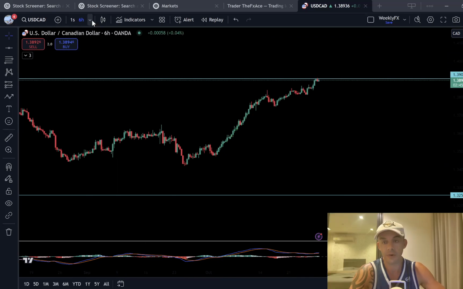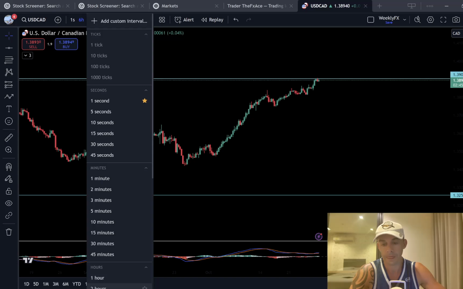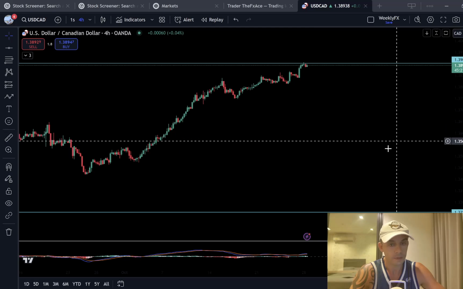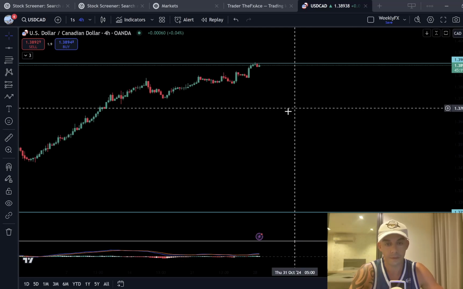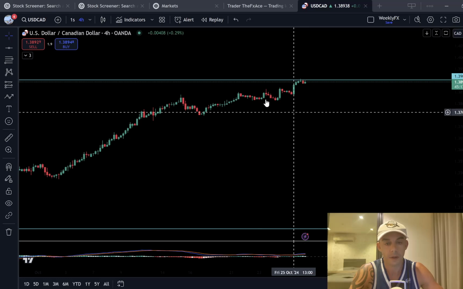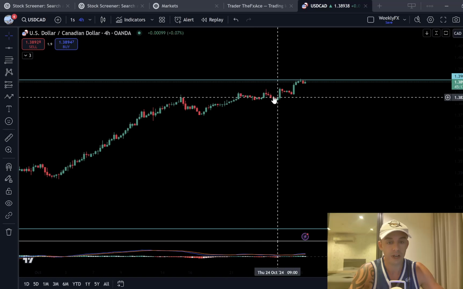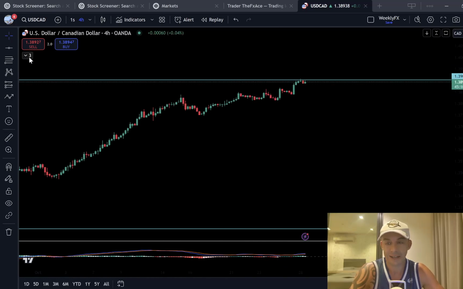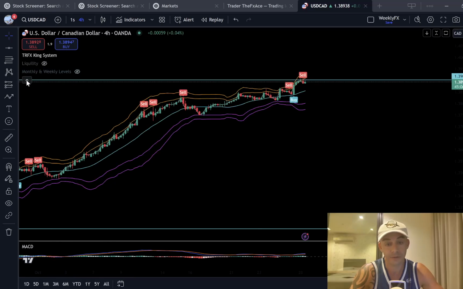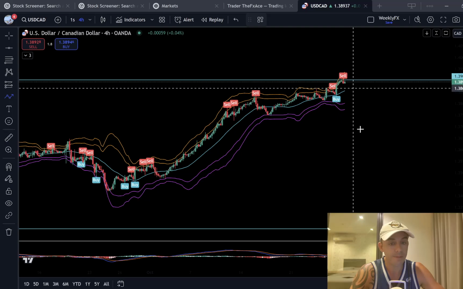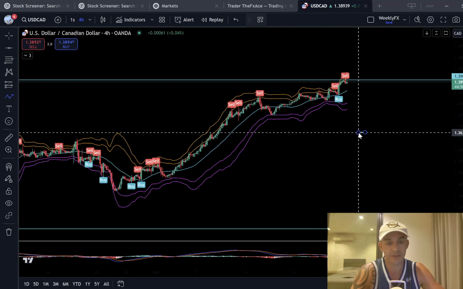If we look at the 4 hour, every sell off seems to be popping a new high. It was moving a little bit sideways here, but I'm going to turn on my TRFX King indicator to see if there are any signals occurring. We've got a 4 hour signal there earlier. So I'm liking this trade this week to sell. It's looking like a great setup.